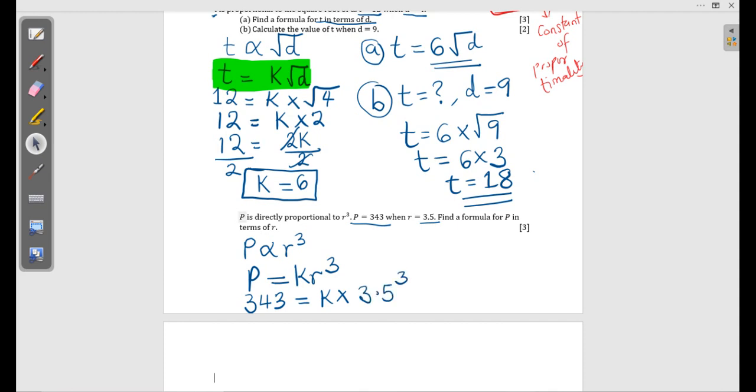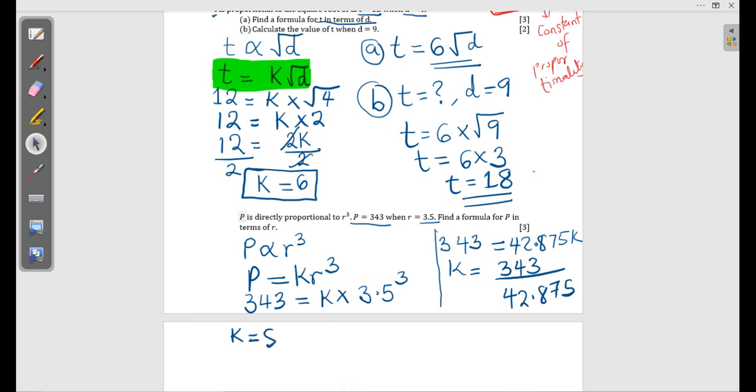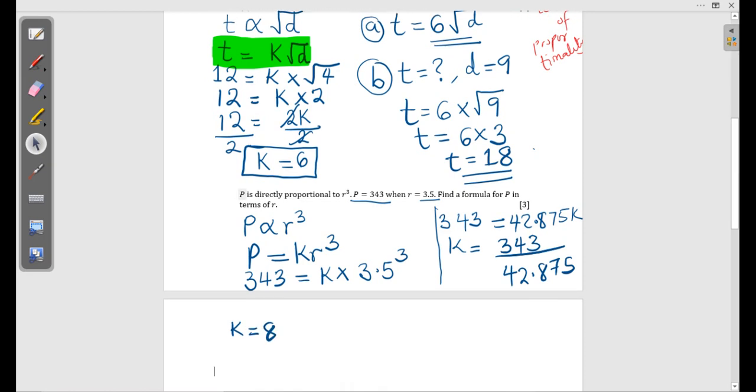So that means you will have 343 is equal to, then we do 3.5 raised to the power 3, and that would give us 42.875 K. So to get my K, I will do 343 divided by 42.875, and that will give you 8. So K equals 8. So the question says we should write the formula for P in terms of R.